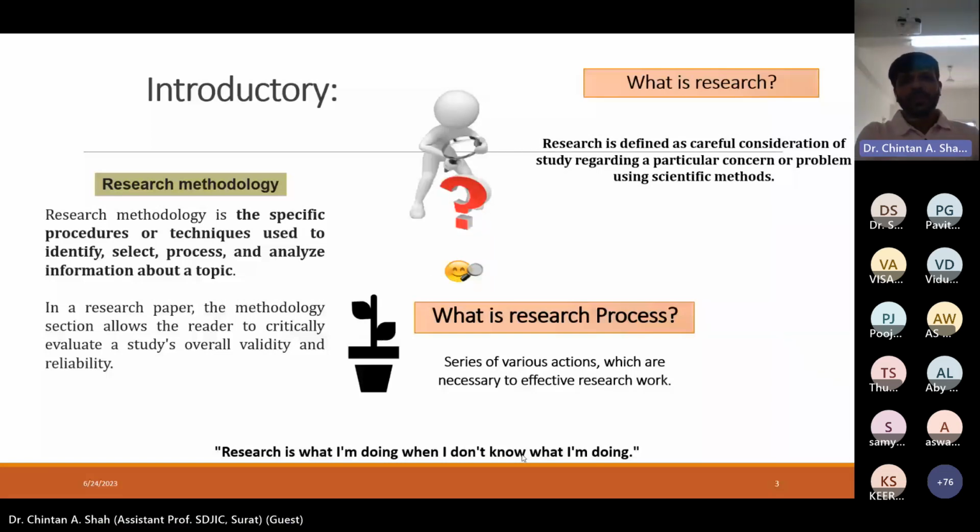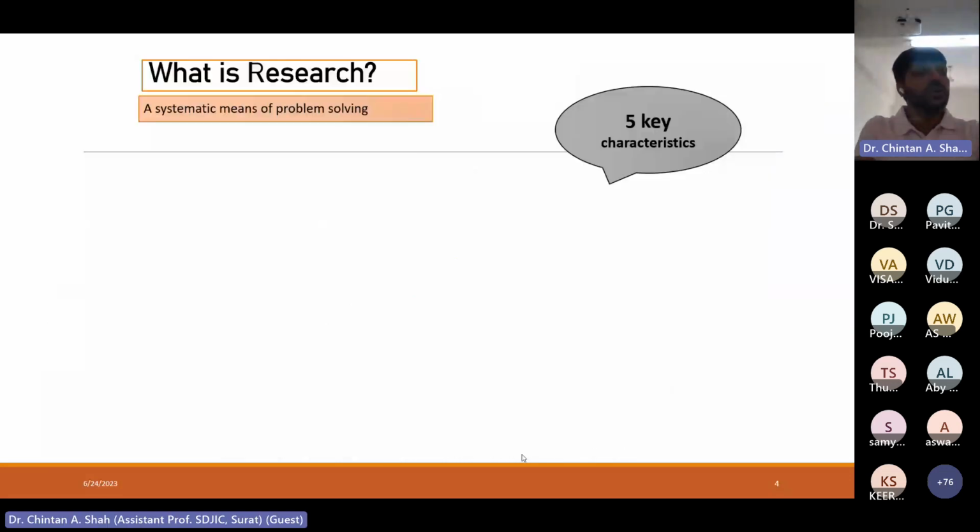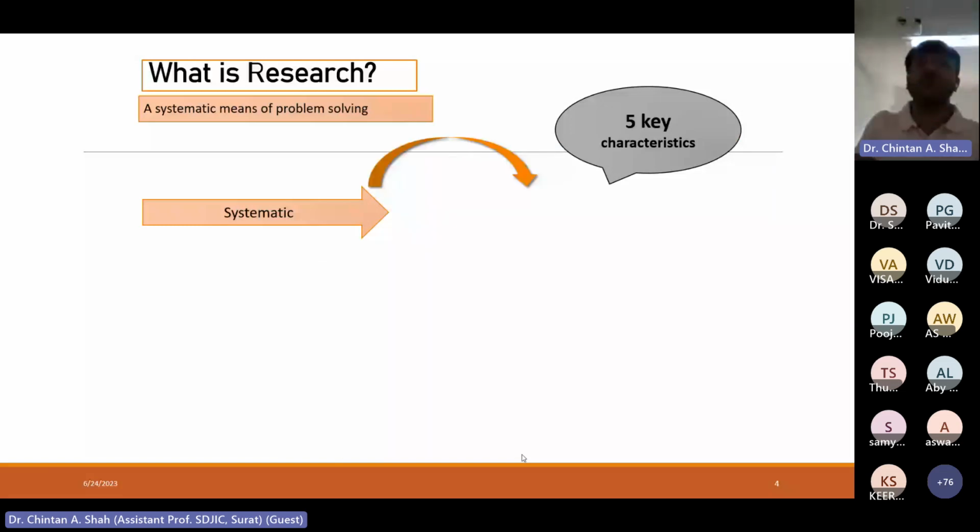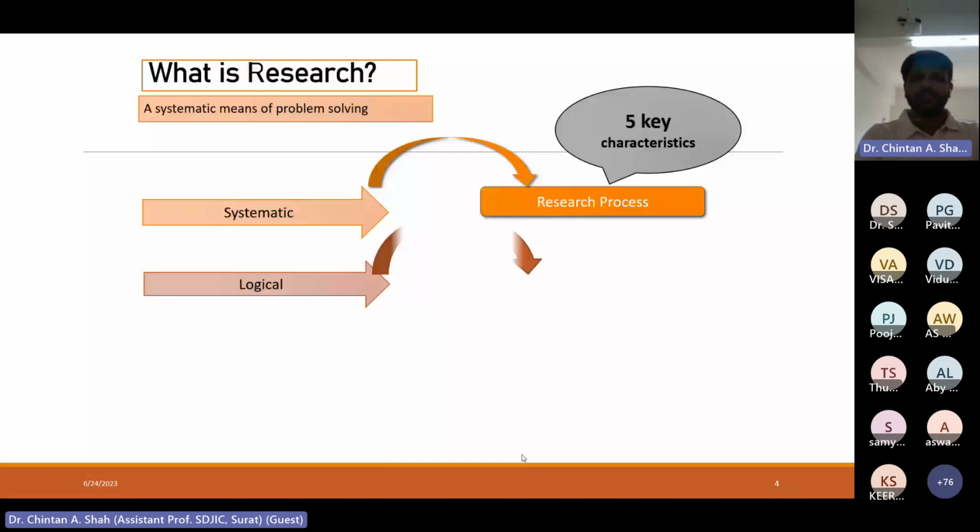Then what is research? I could identify different characteristics of research. It's the systematic way of solving the problem. Yes. So the first point is that it is systematic. But how? What exactly do we mean by systematic? Systematic through process.